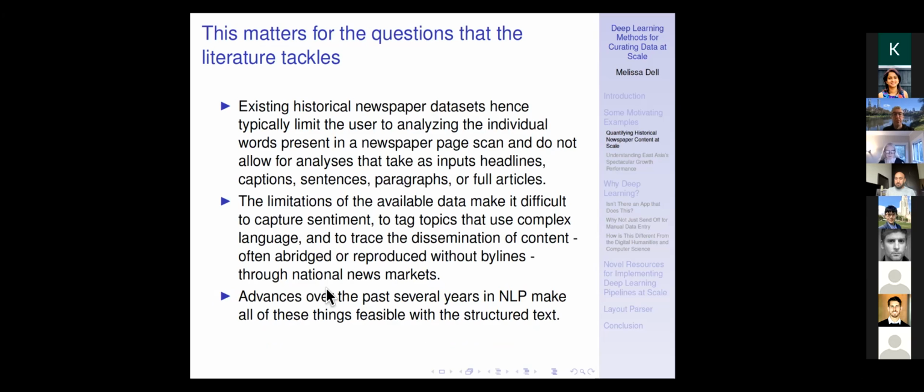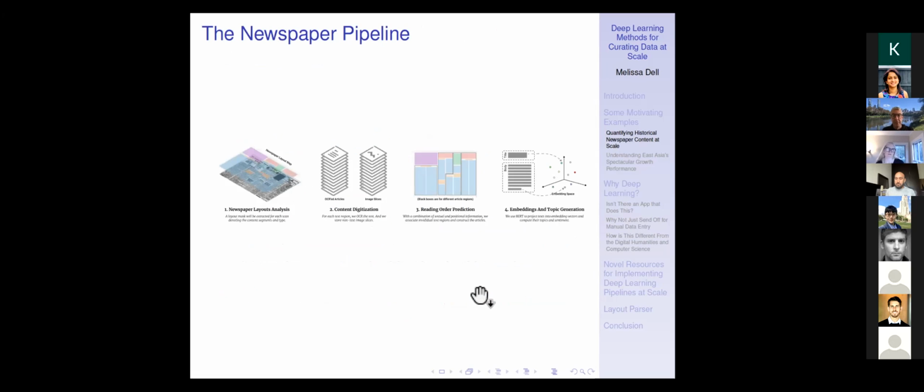Like if you want to think about sentiment, or you want to tag topics, just inherently language is complex. There's lots of ways to say the same things. It's hard to capture with keywords. If you want to trace the dissemination of content, which is often abridged or reproduced without bylines through national news markets, advances in NLP make all these things possible, if you have the actual text. But it's not going to work if you have text that's all scrambled up and really full of severe OCR errors.